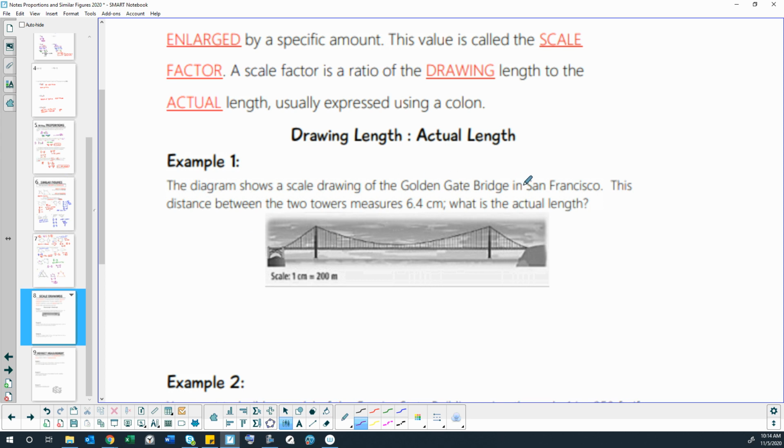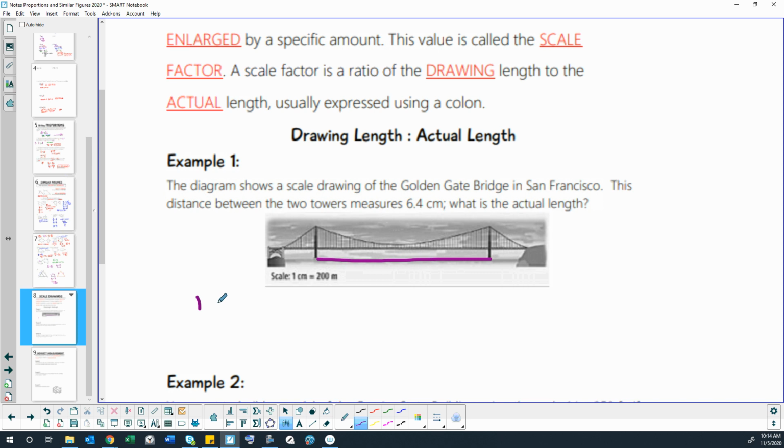Okay, the diagram shows a scale drawing of the Golden Gate Bridge in San Francisco. The distance between the two towers measures 6.4 centimeters. So on the actual picture, they measured this at 6.4 centimeters. Now down on the bottom of this drawing, it says the scale is 1 centimeter to 200 meters. That's the scale of the actual blueprint drawing, or scale drawing.